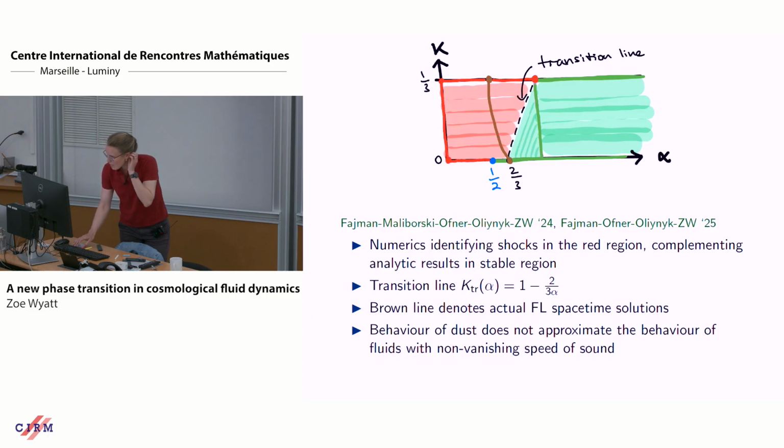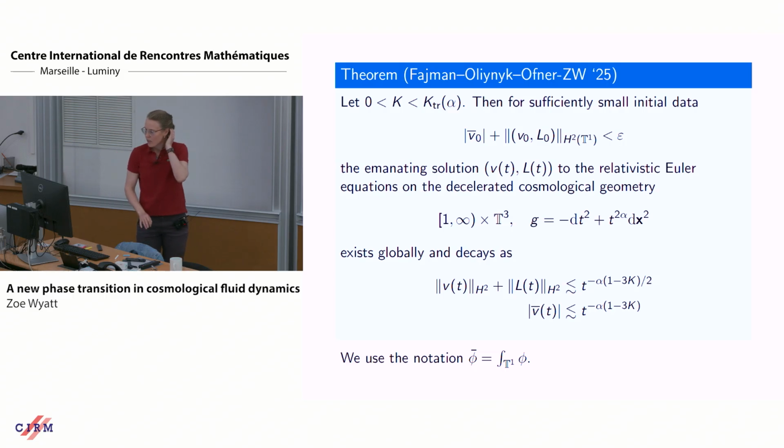Okay, so let me tell you a little bit about the proof, and I'll just say a couple of words about it. So this is the theorem in the analytic setting. All I'm saying here is that if you're to the right of that transition line and you take small initial data in some Sobolev space, then your emanating solution to the relativistic Euler equations will exist globally and decay at a certain rate.